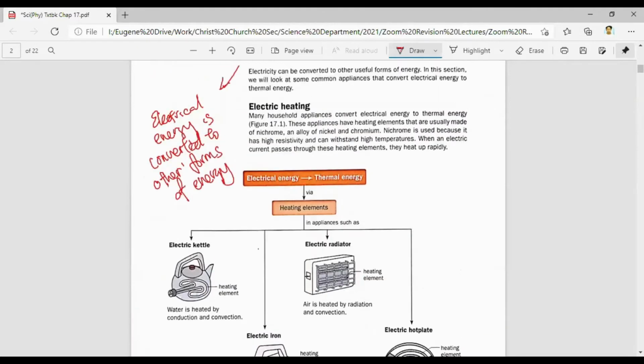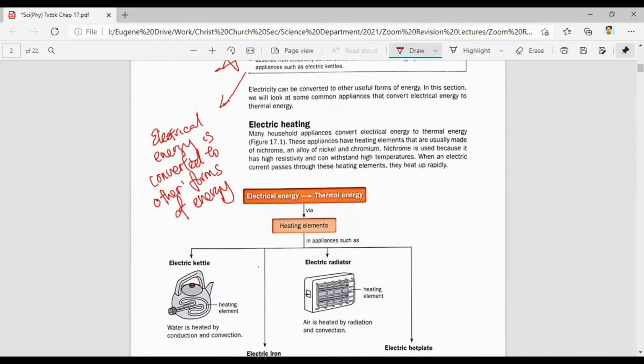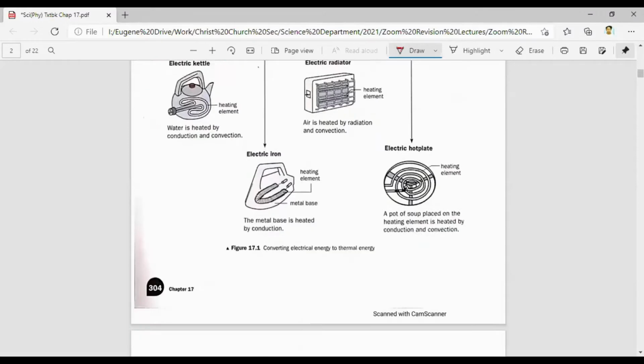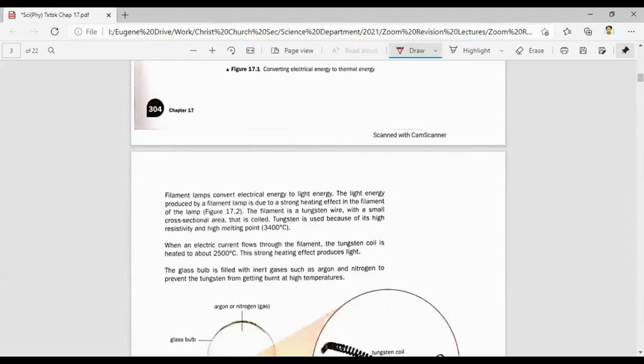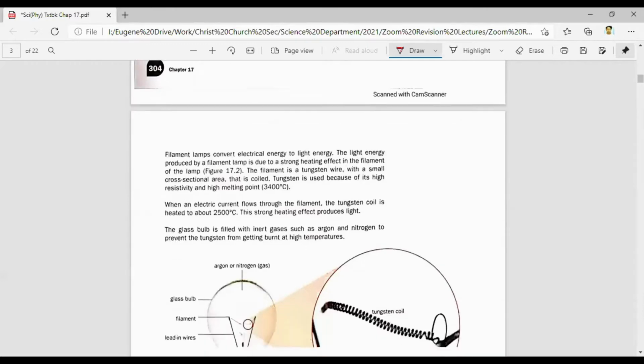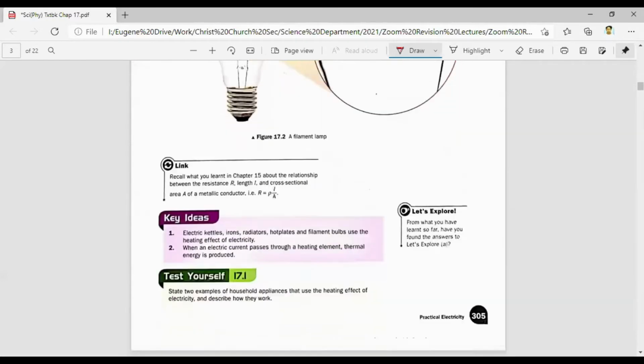So this first section is just to let you understand that electrical energy has its uses. It can be converted to different forms to enhance our life. So that's really the key idea behind 17.1. As you read it, there are a lot more details to appreciate what electrical energy is used for. So that's really the whole of section 17.1.